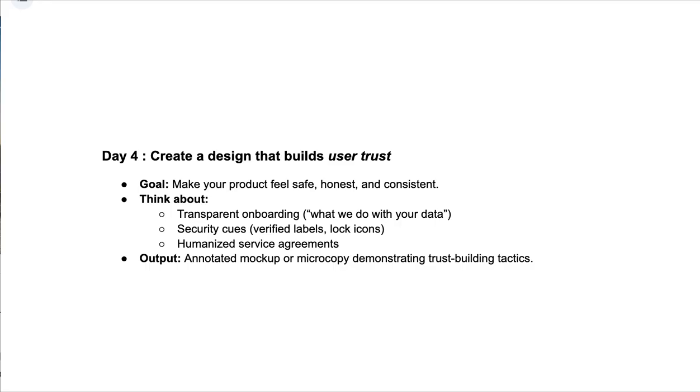Think about security cues, adding verified labels, so showing that you are authenticated or you are verified, showing lock icons to demonstrate that you are secure, but communicating with all those primary and secondary cues that say, hey, listen, we're trustworthy, and not in a deceptive way, of course. And then again, the other layer is transparency.